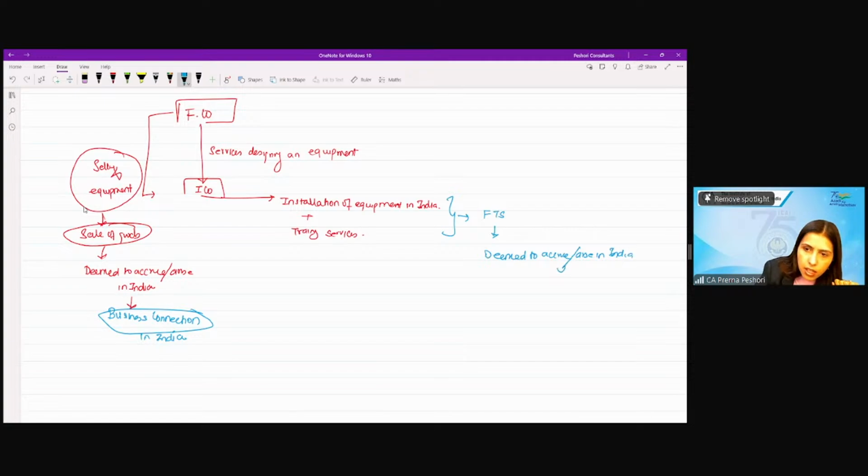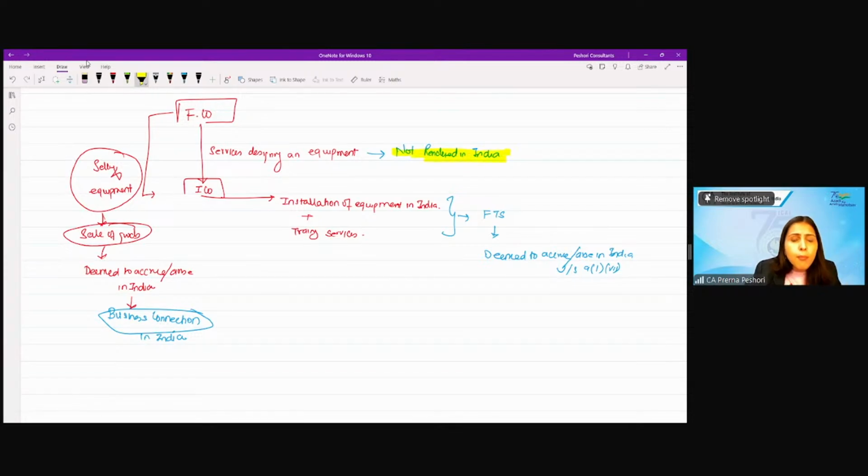Right? Under section 9(1)(vii), now, designing charges which are paid. These services are not rendered in India. These are rendered outside India only. Right? These are rendered outside India.